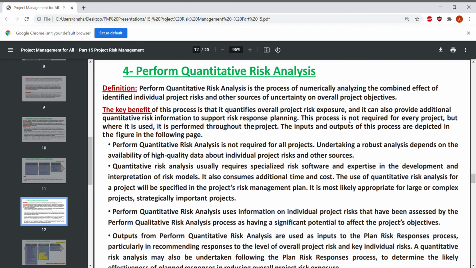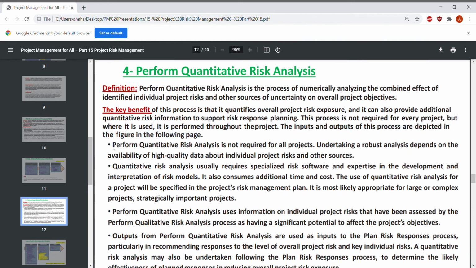This process is not required for every project because these processes are expensive. So for some small and non-complex projects, we don't need to do this process. The inputs, tools and outputs of this process are depicted in the figure on the following page.